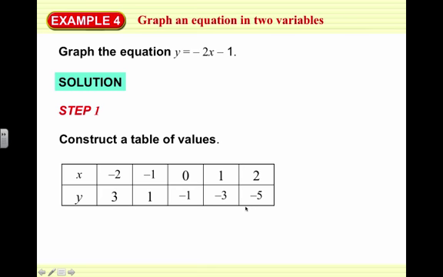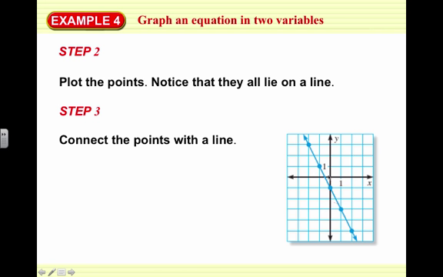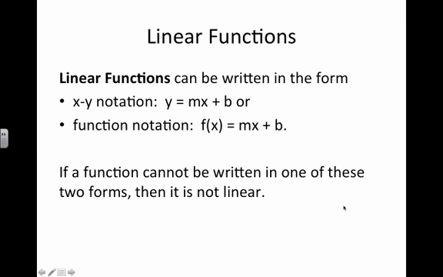And then we simply plot the ordered pairs. So plot the points. You'll notice they all lie on a line. And you're going to connect the points with a line, and you end up with a nice linear function. Okay, again, I've been calling it a linear function because it fits in the correct form. Linear functions can be written in the form, using xy notation, y equals mx plus b. Or if you're using function notation, remember f of x means exactly the same thing as y. f of x equals mx plus b. If a function cannot be written in one of these 2 forms, then it is not linear.